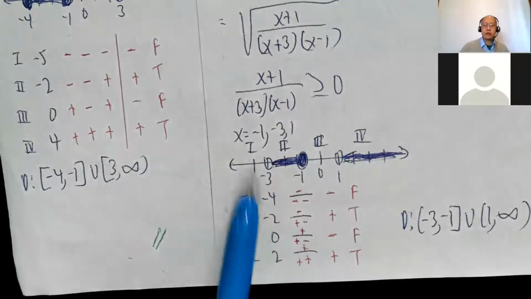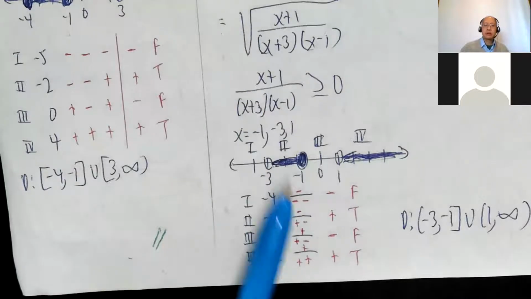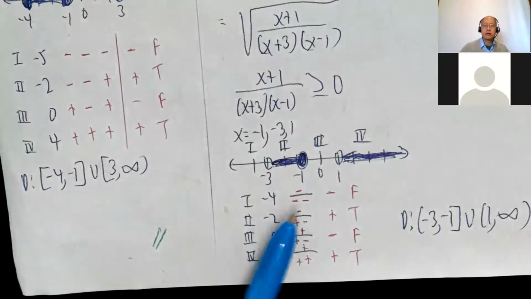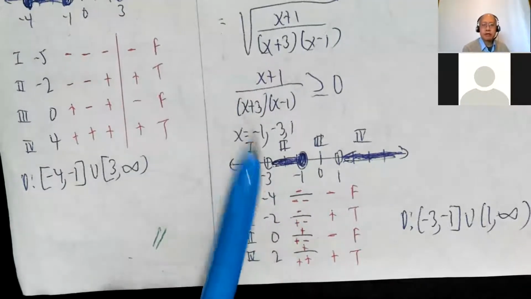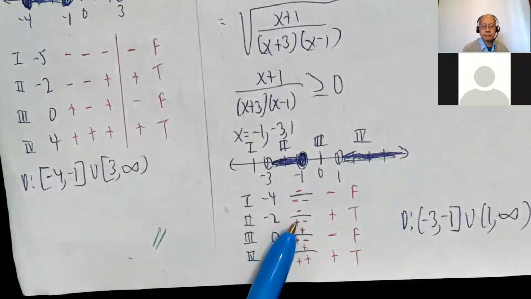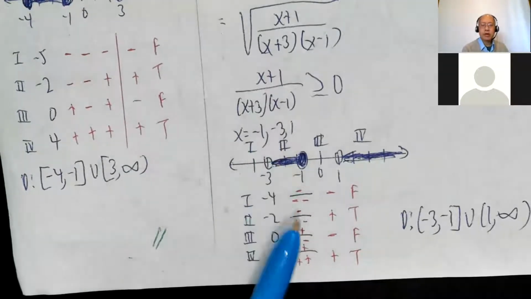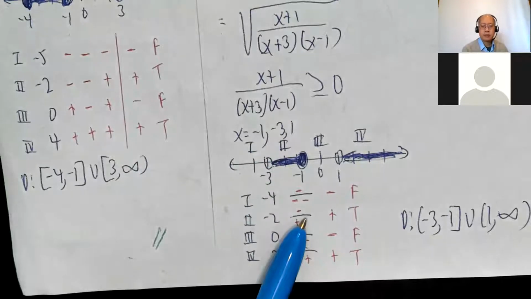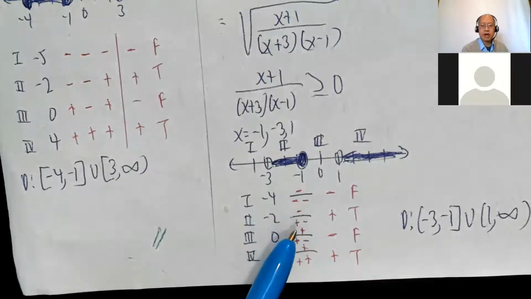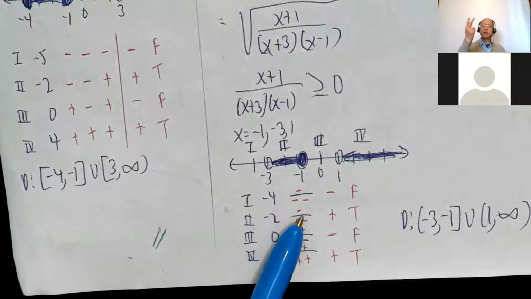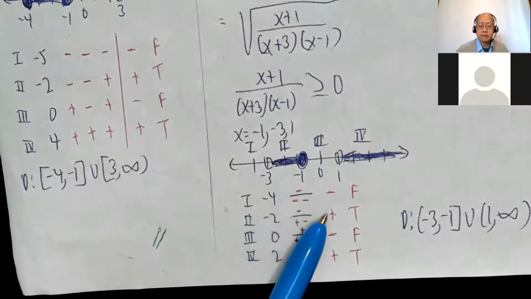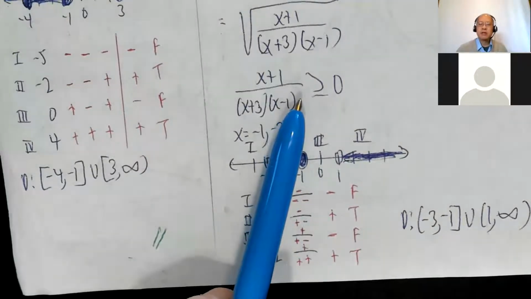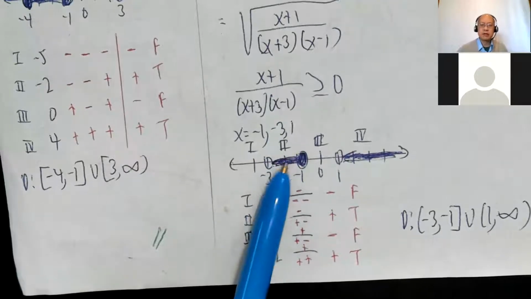Region 2, -2. -2 plus 1, negative. -2 plus 3, positive. -2 minus 1, negative. So what's a negative divided by a positive times a negative? There's 2 negatives. So the whole thing is positive. Positive greater than or equal to 0, that's true. Shade in region 2.